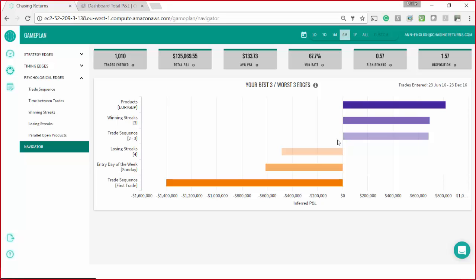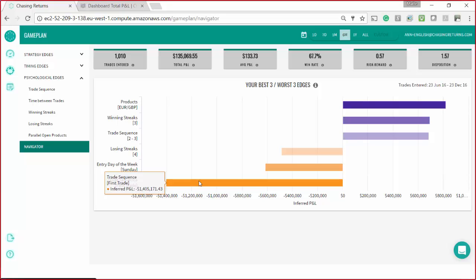So when we look at this trader, the best edge he has is trading euro sterling. Right? We can see it's the deepest purple on the top, and the inferred P&L is about 800K. So whatever he's doing trading that product, if he was able to make that happen all of the time with no psychological impact, he would have made 800K. And if you go all the way down to the bottom one, which is that first trade of the day, we can see if that type of discipline existed for him all of the time, his inferred P&L in the last 6 months would have been minus 1.4 million.